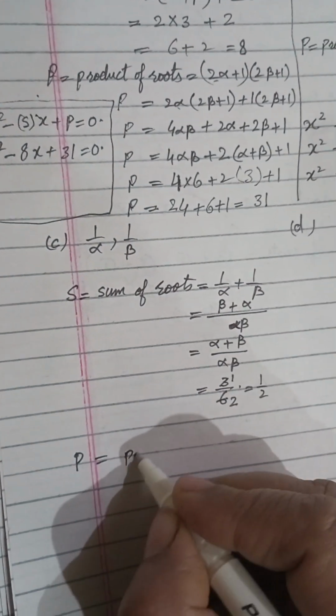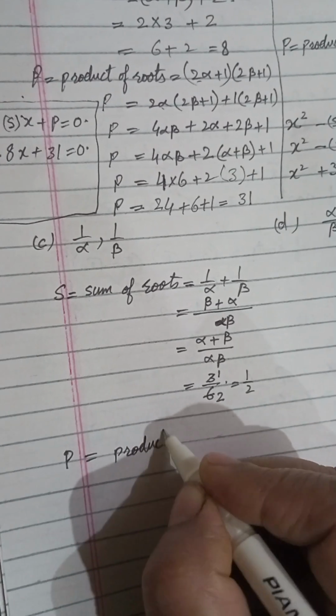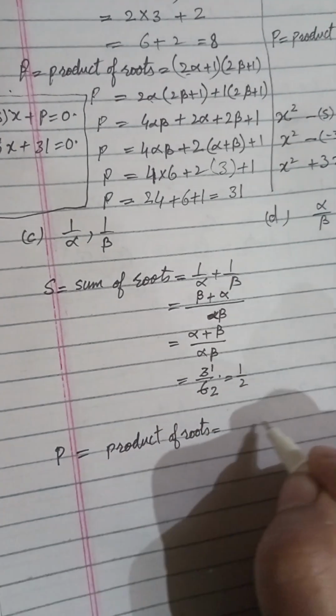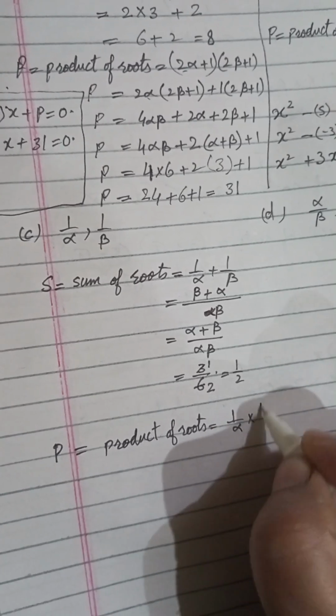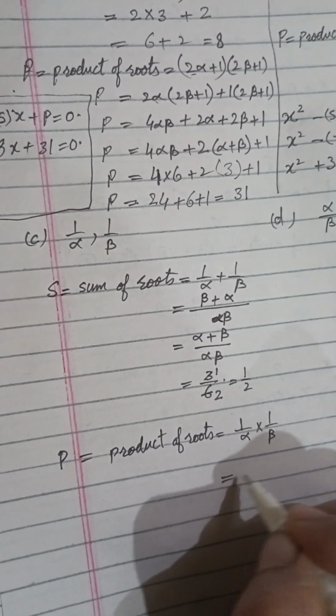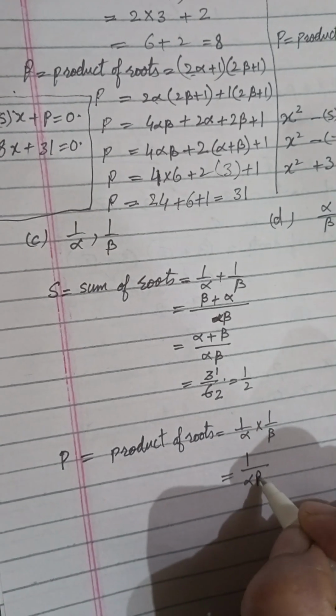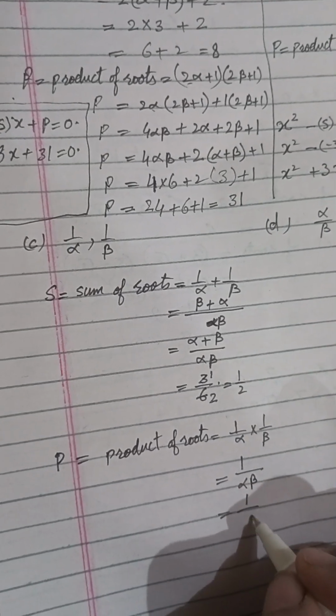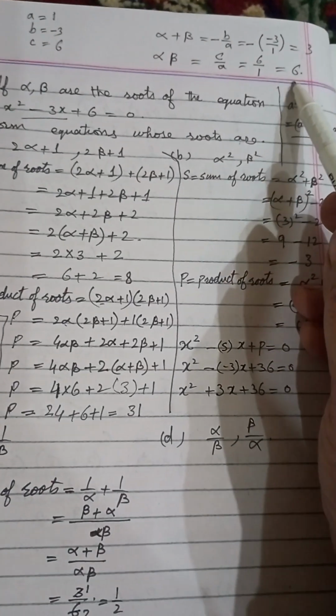Now the product of the roots of the required equation is equal to 1 over alpha into 1 over beta, which will be equal to 1 over alpha beta. The value of alpha beta, the product of the roots of the given equation, is equal to 6.